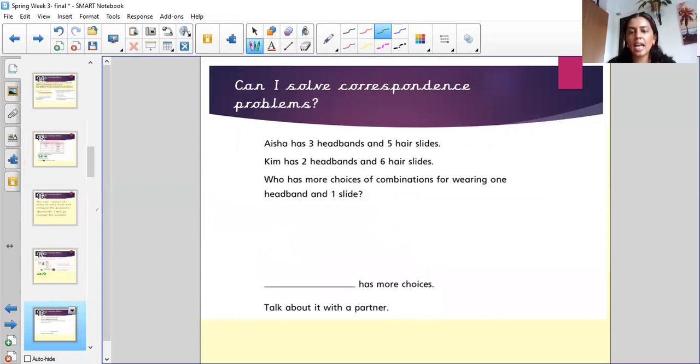Okay, Aisha has 3 headbands and 5 hair slides, and Kim has 2 headbands and 6 hair slides. Who has more choices of combinations for wearing 1 headband and 1 hair slide? So let's have a look. So we've got Aisha, who has 3 headbands. So I'm going to do 3H just because it reminds me of headband, times 5 hair slides, 5S, that stands for slides. And then I'm going to do 2 headbands for Kim times by 6S as in for slides equals.